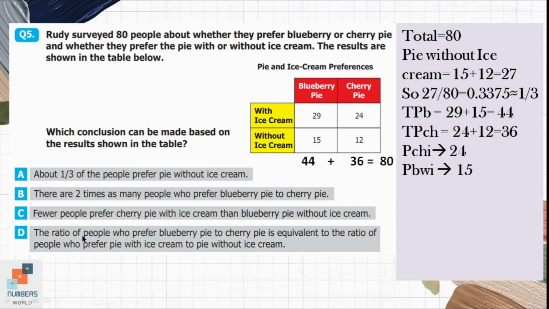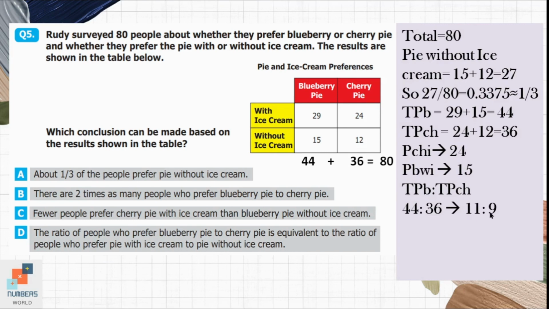The last option is the ratio of the people who prefer blueberry pie to cherry pie is equivalent to the ratio of the people who prefer pie with ice cream to pie without ice cream. So let's calculate the ratio of blueberry pie to cherry pie. We know that the total number of blueberry pies with and without ice cream is 44 and the sum of cherry pie is 36. So the simplified ratio of blueberry pie to cherry pie is 11:9.